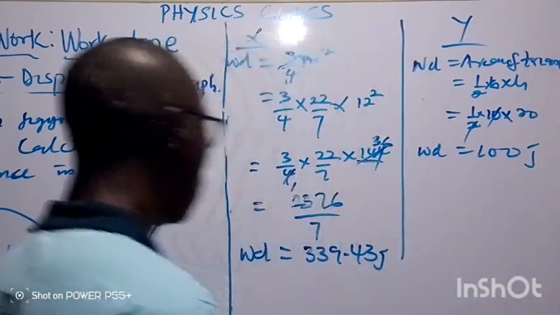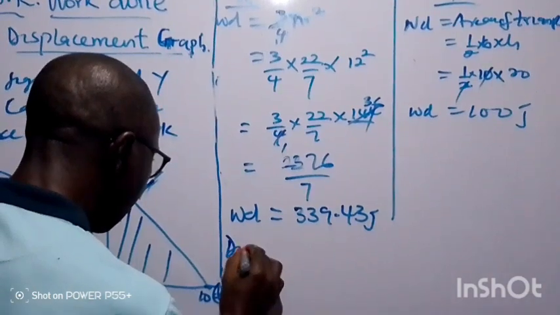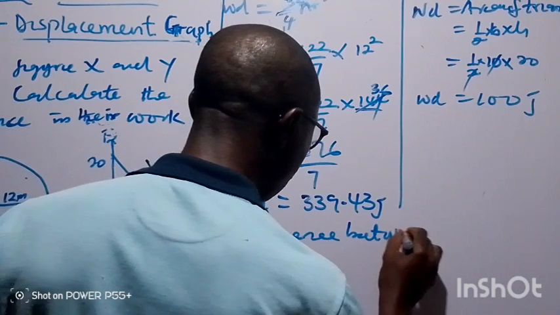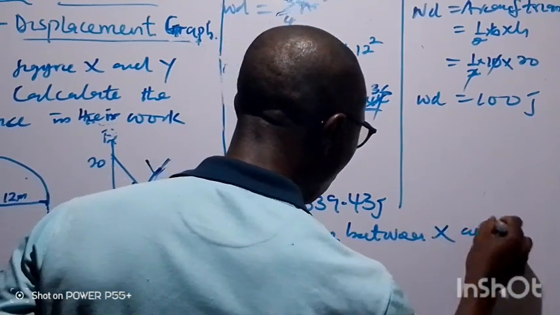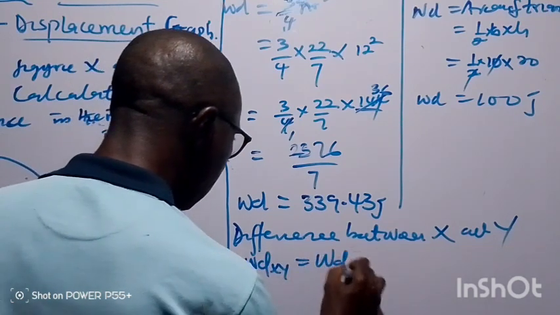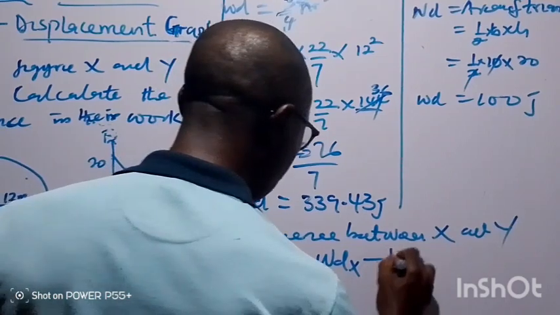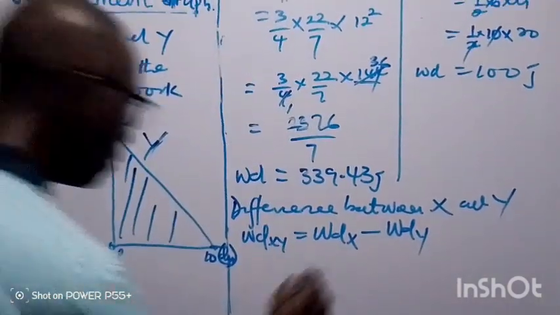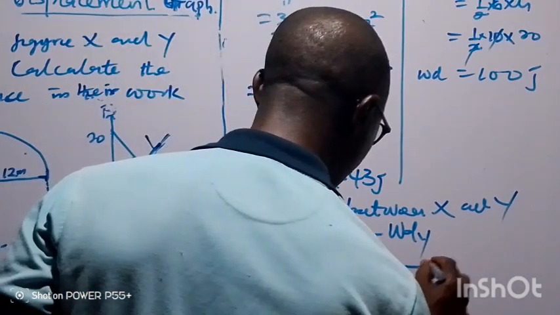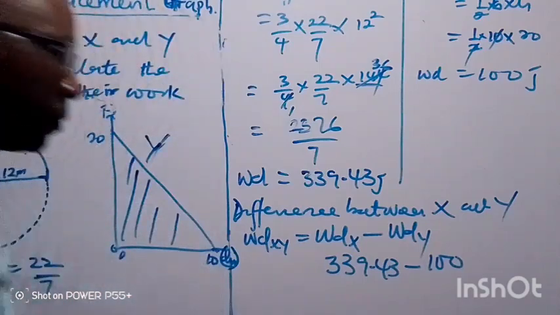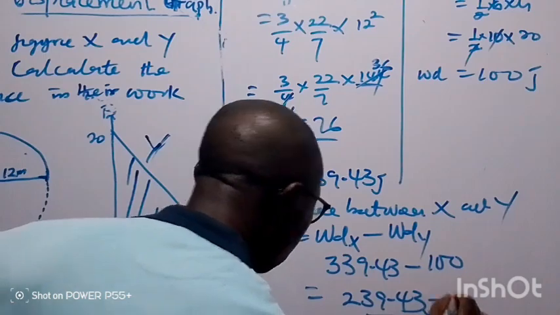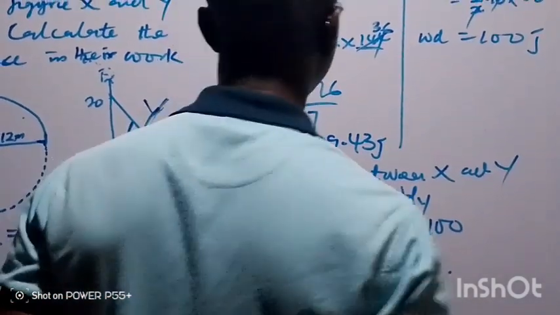So the difference between X and Y, that will be work done between X and Y equal to work done in X minus work done in Y. So that will be 339.43 minus 100. The final answer is equal to 239.43 joules. That is the work done between figures X and Y.